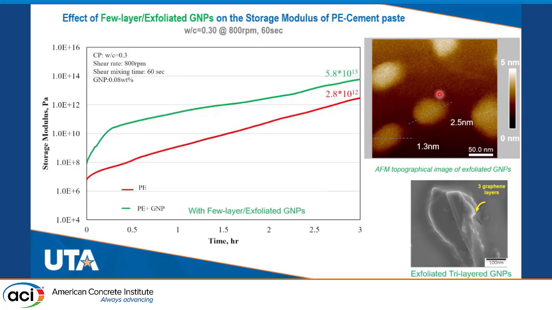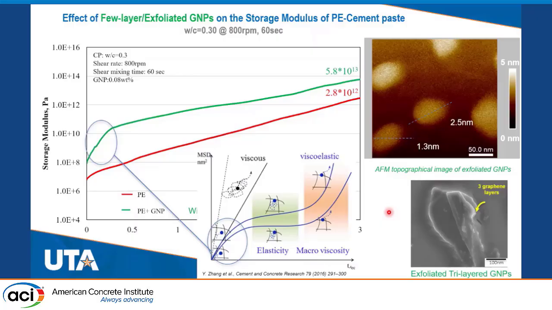Then we evaluated the effect on storage modulus of adding few-layer, exfoliated graphene nanoplatelets to the mix with polyethylene fibers. As we can see, a small amount of few-layer or exfoliated graphene nanoplatelets increases the storage modulus by 1 order of magnitude. Here on the right part of this slide, you can see the topographical image through AFM of exfoliated GNP and how the AFM picture looks for the tri-layer GNPs.